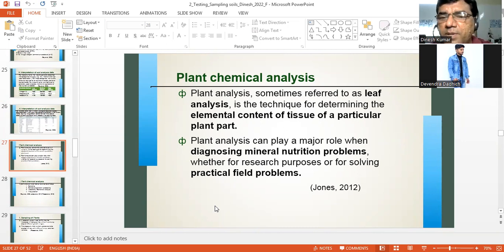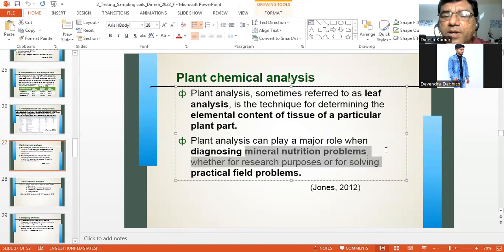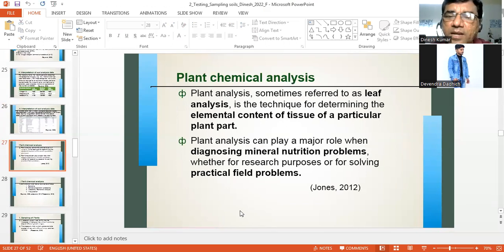Plant analysis can play a major role when diagnosing mineral nutrition problems. If some particular nutrient is in deficiency or in excess, then it can be very, very useful, whether for research purpose or problem solving. So overall, there can be many purposes of plant chemical analysis. One is to know the deficiency or toxicity, or see whether it is having a sufficient or insufficient level of a particular nutrient. And also you can correlate this with the deficiency symptoms.